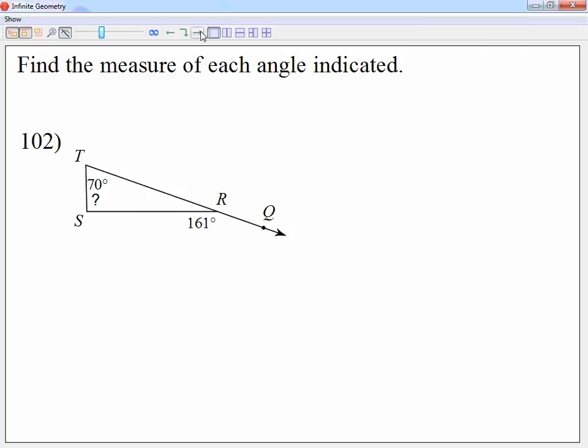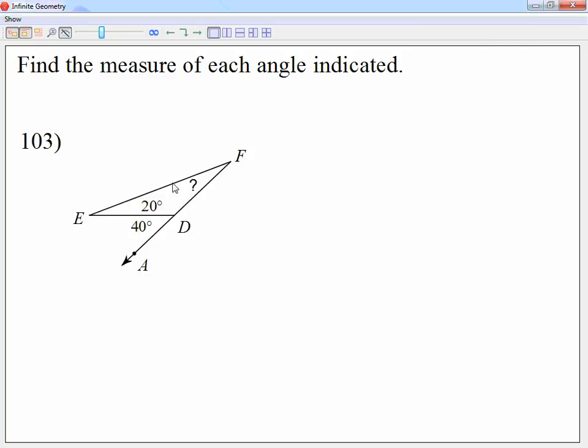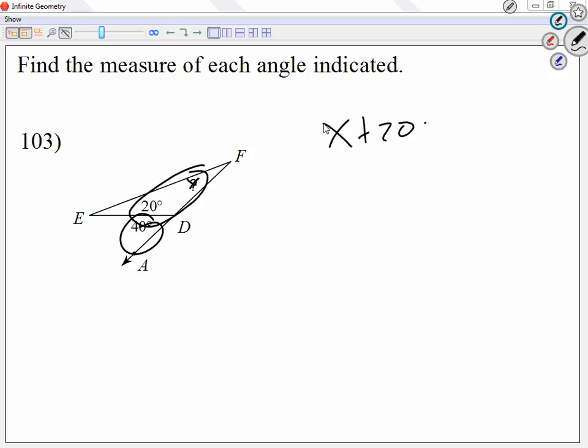103. All right, looking at 103, the two angles on the inside are x and 20. And I'm going to call that x. The angle on the outside is 40. So I'm going to go x plus 20 is equal to 40. Remember, you always add the two on the inside and equals the one on the outside.